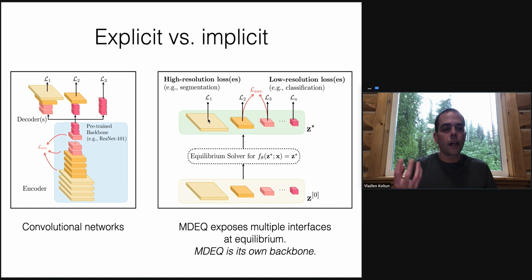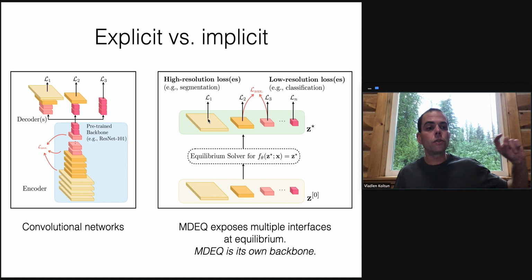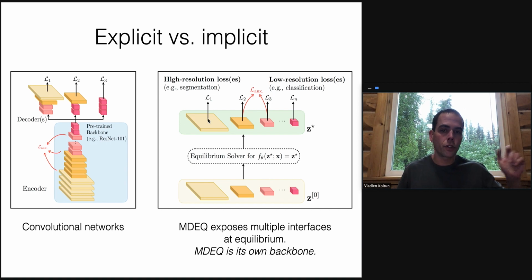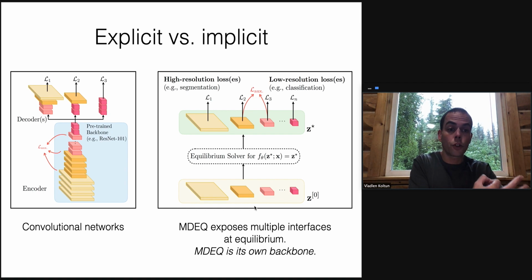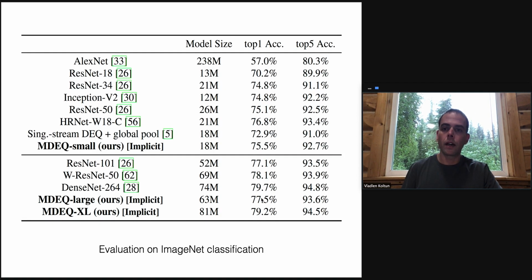At equilibrium, it has these feature tensors that are all synchronized, that all have different resolutions, from the full resolution feature tensor that can be used for semantic segmentation to a low resolution feature tensor that can be used for recognition. So we apply exactly the same model to ImageNet classification and high resolution dense prediction, for example, on the Cityscapes data set. Let's look at some results.